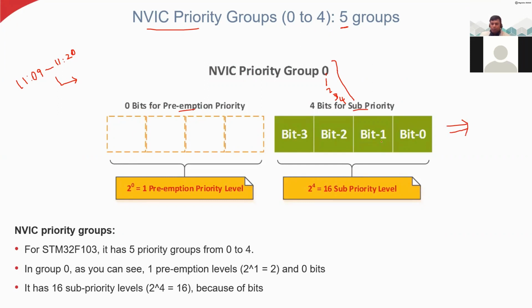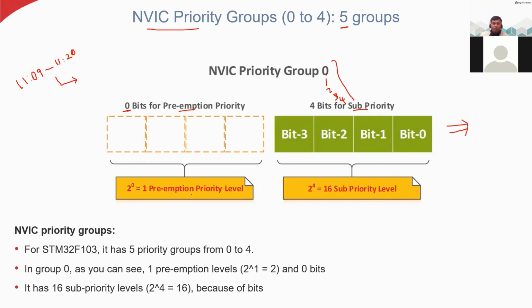So here you can see bit 0, bit 1, bit 2, bit 3, and here also we have the bit 0, 1, 2, 3. And in this group 0, the preemption priority has no bits. It has 0 bits. So based on the number of bits in each block, we can calculate the number of levels. For example, here we have no bits, right? It means it's 0 bits. So 2 to the power 0 is equal to 1. So we have 1 preemption priority level.